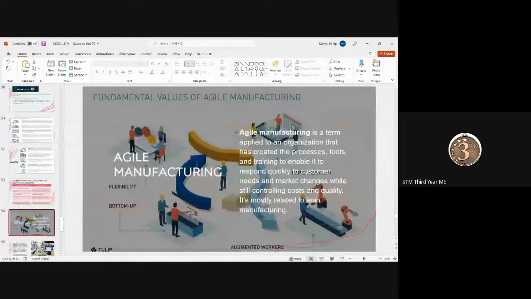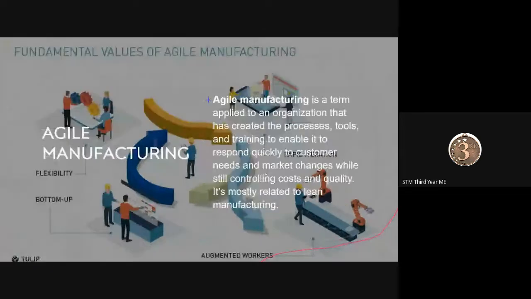Next one is agile manufacturing. Okay, so what is agile manufacturing and why do we need agile manufacturing? Agile manufacturing is a term applied to an organization that has created the processes, tools, and training to enable it to respond quickly to customer needs and market changes while still controlling costs and quality. It is most related to lean manufacturing.